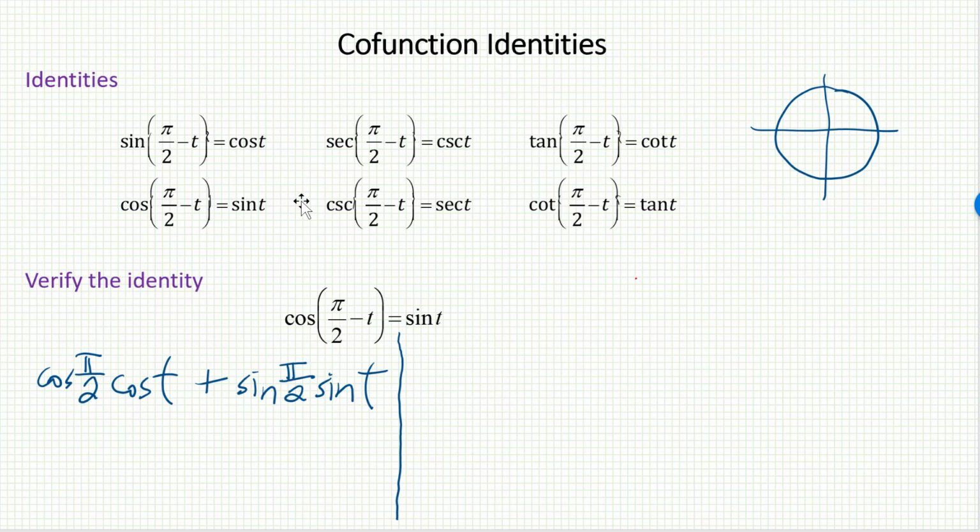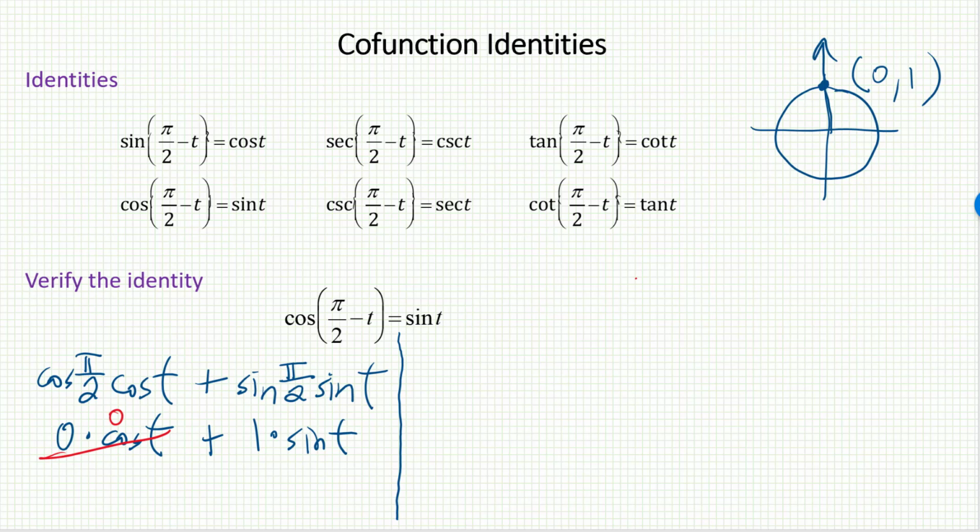Pi over 2, that's just 90 degrees. That's right here on the unit circle. That's the point 0, 1. So I know that the cosine value is the a, that would be 0. And I know that the sine value is the 1, the b coordinate. And then I think we've got it. 0 times cosine t would just be 0, plus 1 times sine t would just be sine t. And they match. And so we have verified one of the cofunction identities.